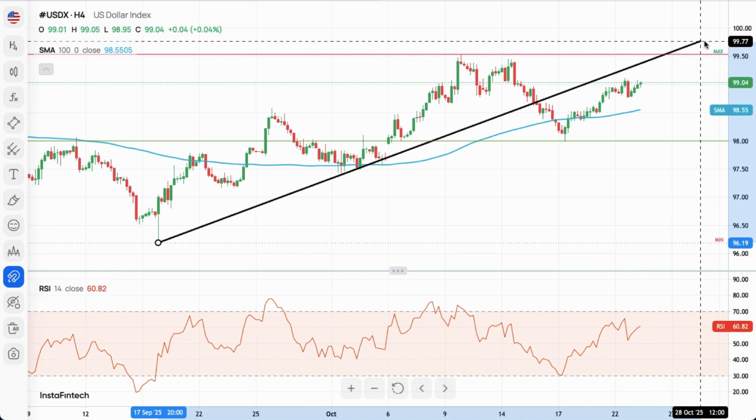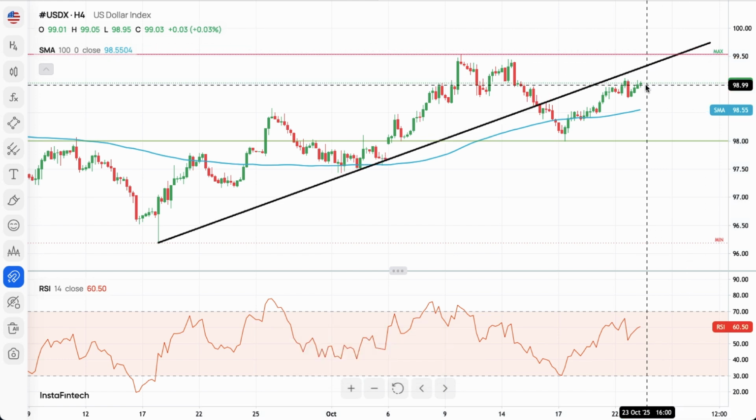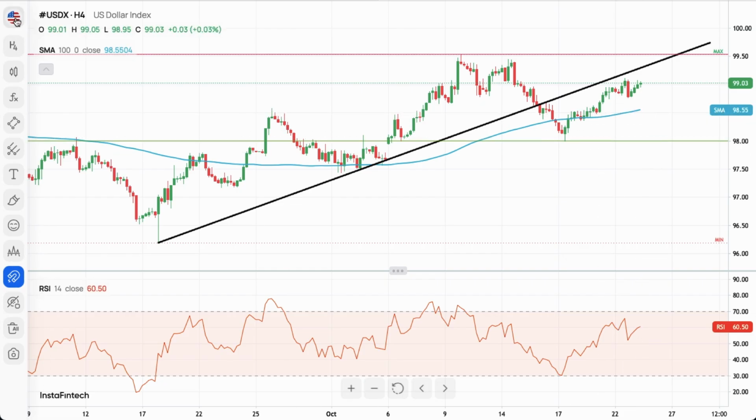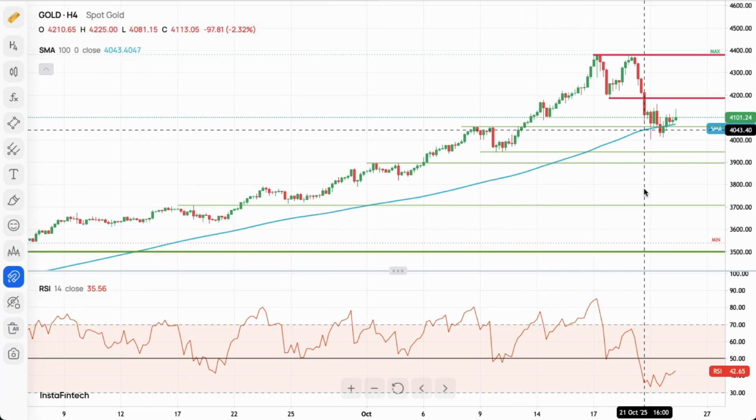Let me just move it a little bit, test the trend line or even break above it. We are already trading above the 100 periods moving average, so the dollar is getting stronger across the board, which is why gold is still under pressure, right?